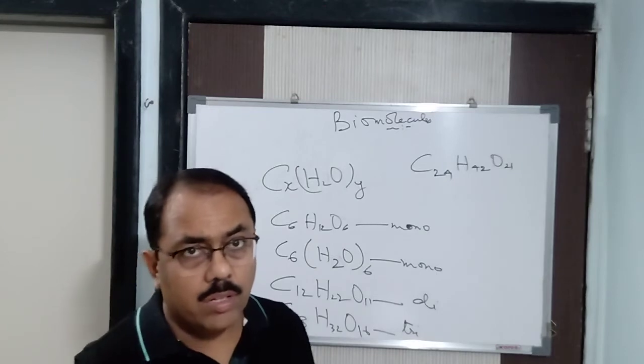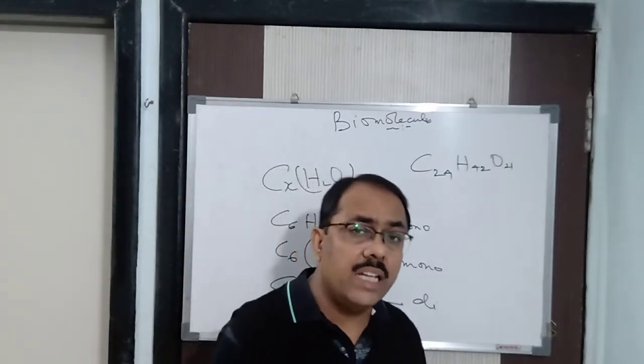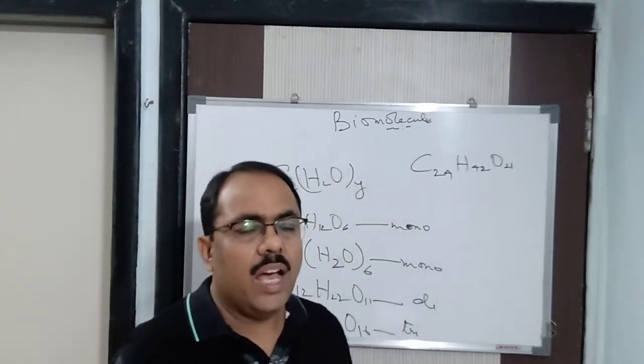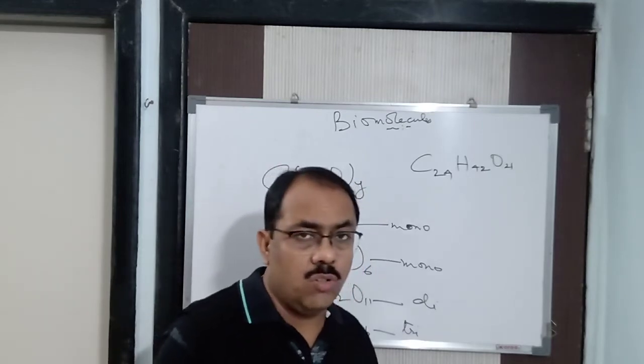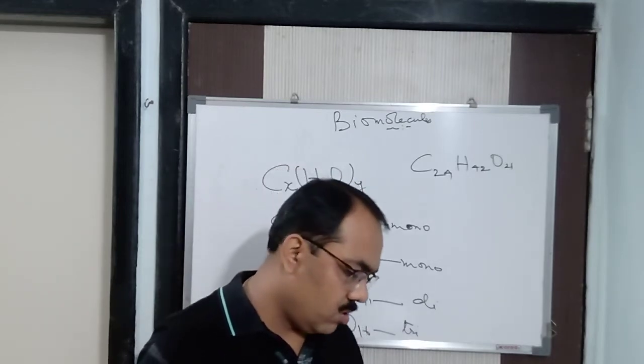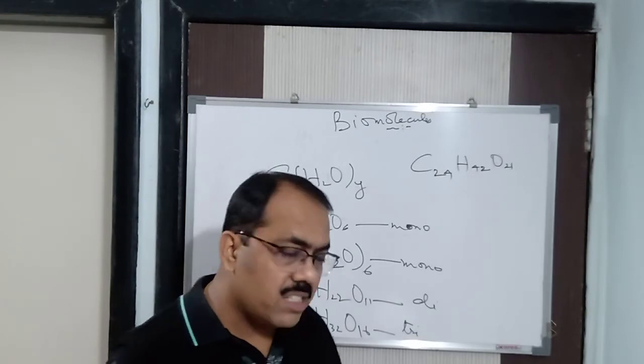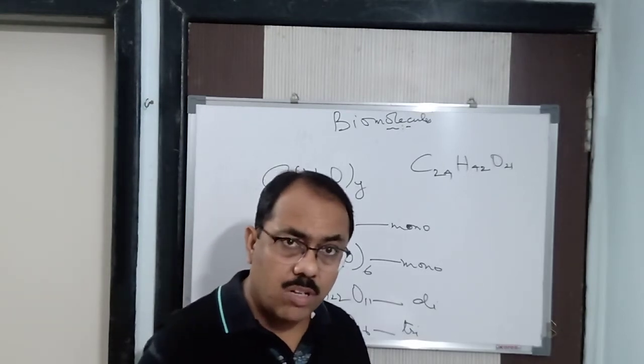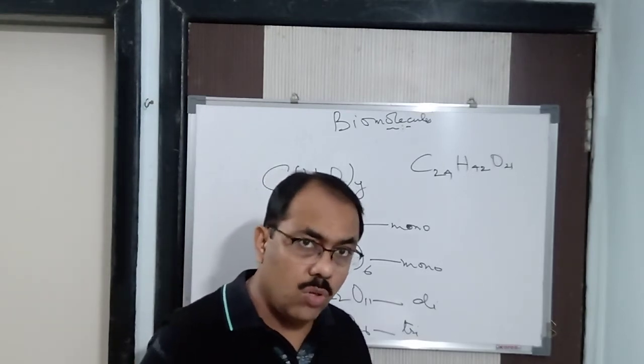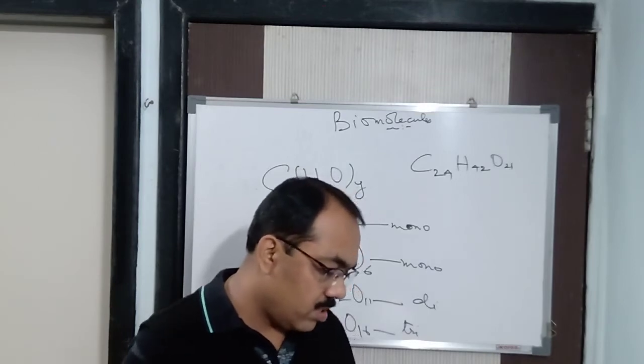I have already said earlier that aldoses are monosaccharides having an aldehyde group as a functional group, and monosaccharides having a ketone as a functional group are known as ketoses. Clear? If it contains a ketone, that is the C double bond O group, it is called a ketose, and if it contains CHO, then it is an aldose.